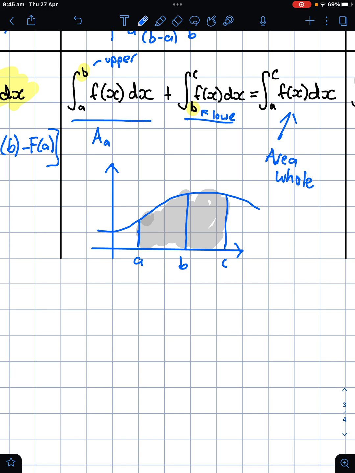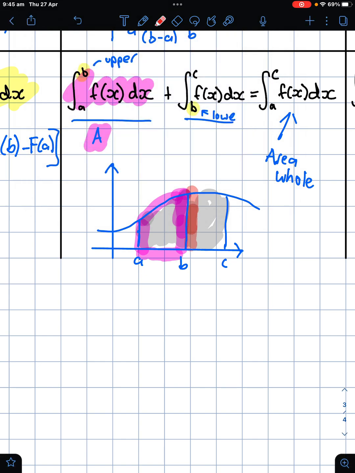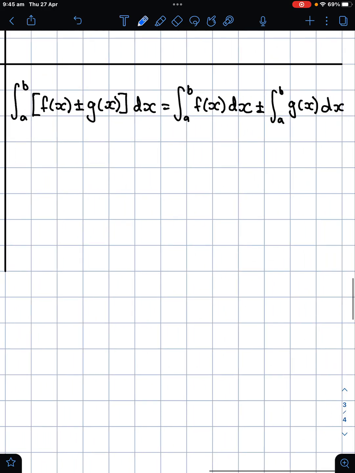I'll have to use a highlighter. So this is the area, I'm just using pink around this. That first one here represents that area. And then this next one represents this one here. So when the bounds are the way they are, it actually means we can add them and consolidate to one integral. So this makes it a lot simpler.